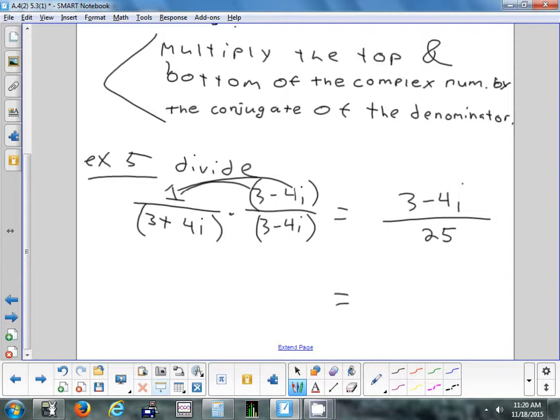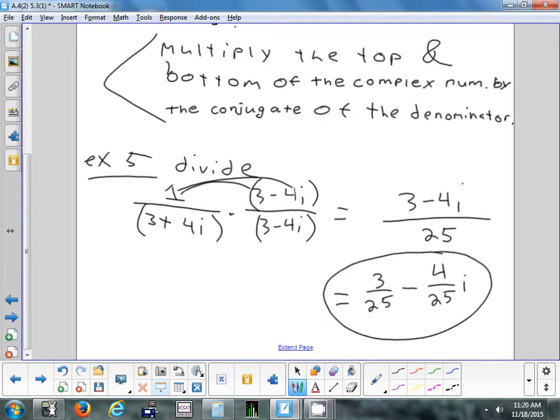All right, last thing we have to do is, this isn't standard form. Okay, standard form is real part and imaginary part separate. So to write it like that, take your real part over 25, take your imaginary part, and put that over 25. Okay, that's how you'd see it on the test. 3 over 25 minus 4 over 25. Real part, imaginary part. Any questions on that?